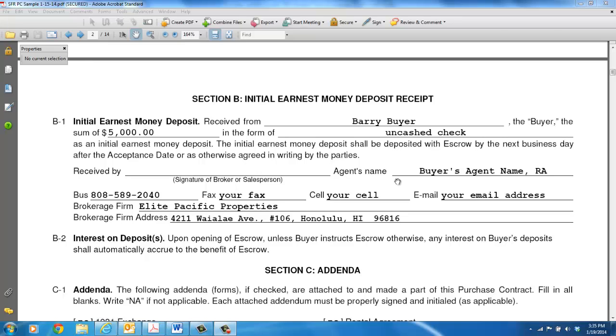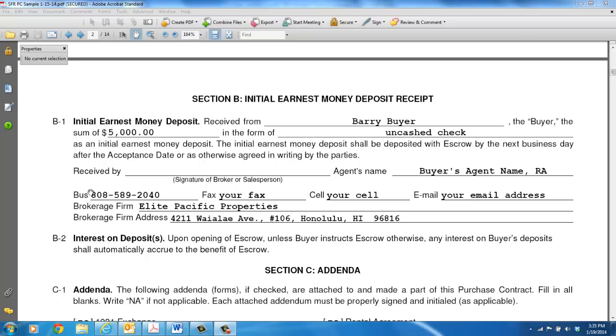As you move down, you're going to put received by. If you're going to be collecting a check, you're going to actually sign this, showing that you received the check. Then your name as the agent would go here where it says agent name. This area here is self-explanatory. This is all the business information for your company.